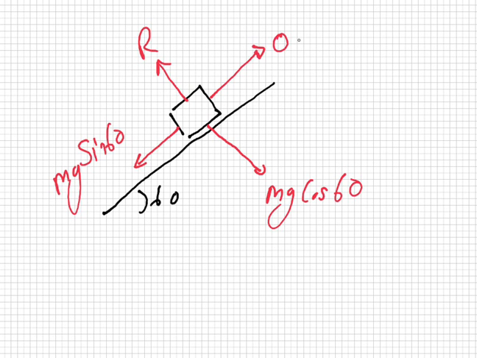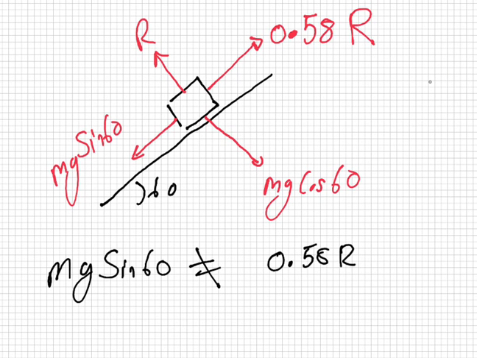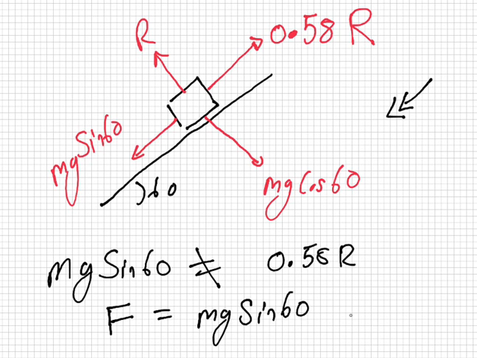Now we know what the mu is. What is it? 0.58 R. Okay. Now, please note, mg sine 60 is not equal to 0.58 R anymore, because it is accelerating now. So we can use the total force, which would be mg sine 60 minus 0.58 R.